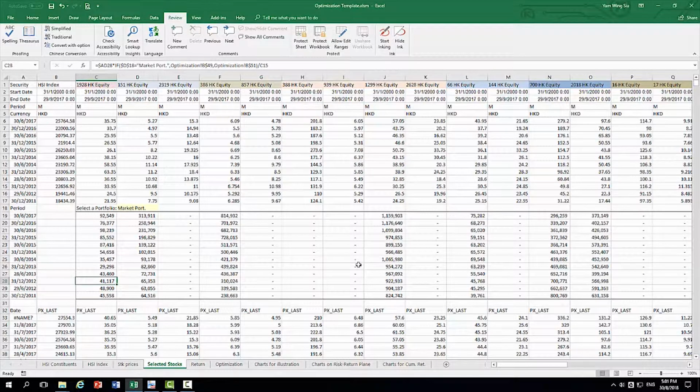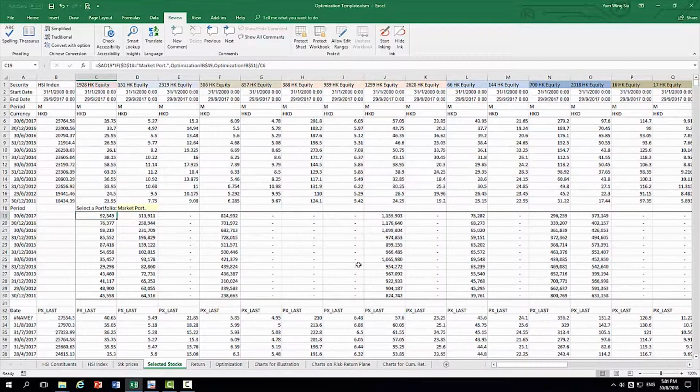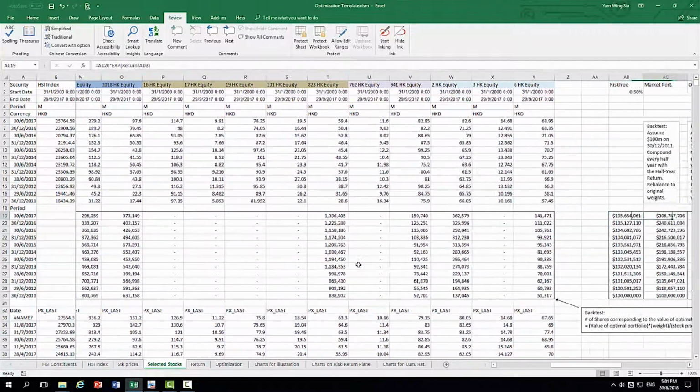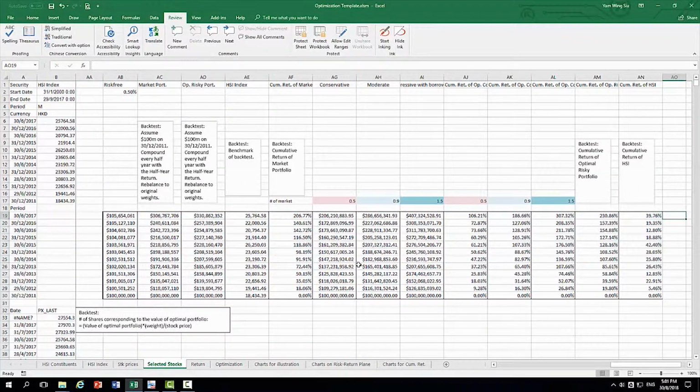Then you repeat the process for every 6 months. It means you are rebalancing the portfolio every 6 months. So this sheet is very important for backtesting purpose. So up to now, we have gone through all the details of this Excel file.